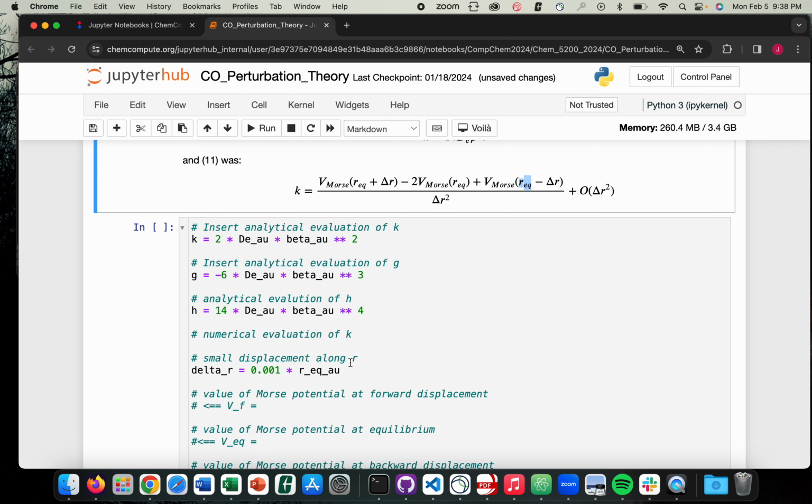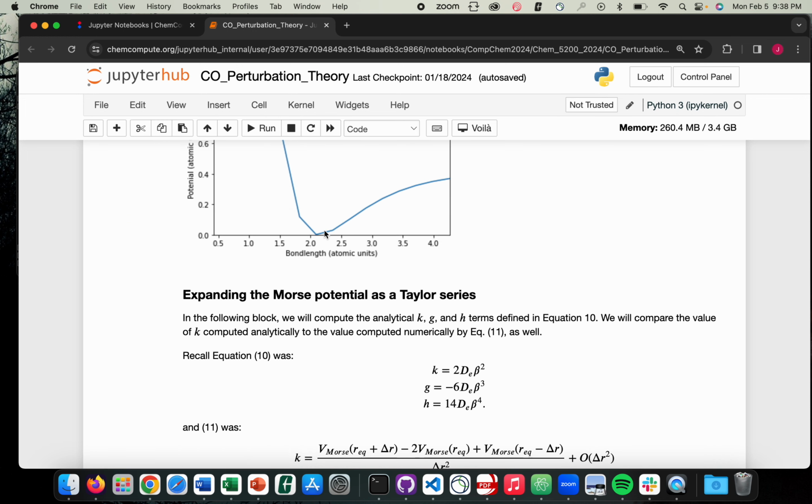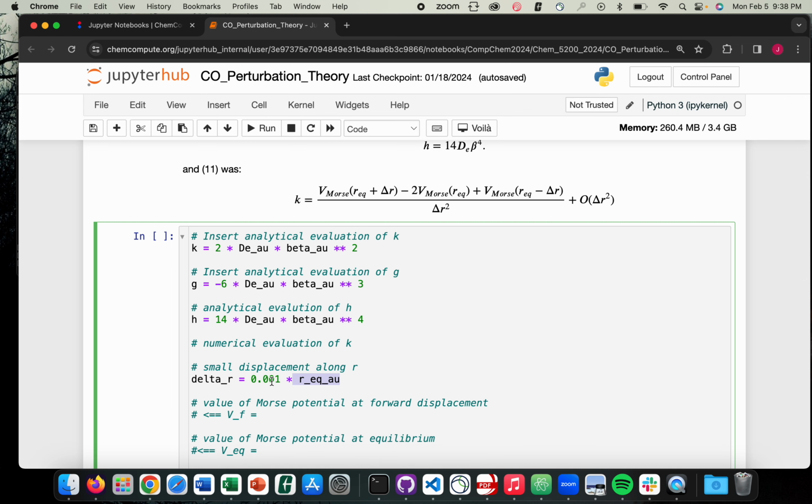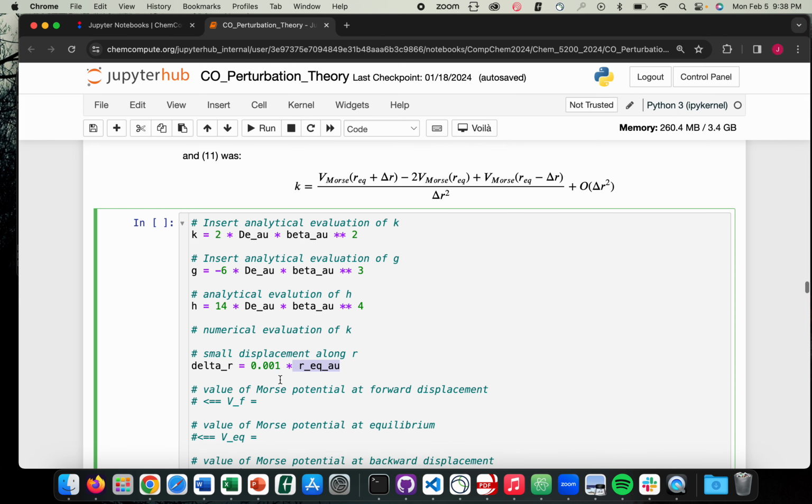Okay, so here I have already predefined the displacement, delta R, and I'm going to have that displacement defined as 0.001 times the value of the equilibrium bond length. So if the equilibrium bond length, which we can kind of guess from above, is about 2 and change atomic units, then the displacement is going to be about 0.002 atomic units. Okay, so think about this for a second. I want to get the value of the potential at the forward displacement, so REQ plus delta R.